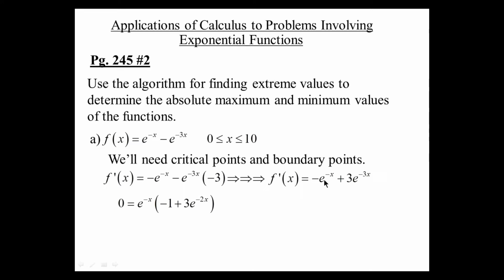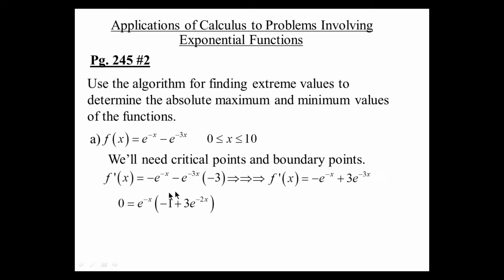And also, I've factored out e to the negative x because I see it in both of these two terms. So I took it out, and I put in brackets the result of dividing it out. Checking my factoring, e to the negative x times negative 1 is negative e to the negative x. That looks good. And e to the negative x times 3e to the negative 2x is plus 3e to the negative 3x. And that looks good too. Don't forget, when you multiply these powers of the same base, keep the base and add the exponents. So I just checked my factoring.